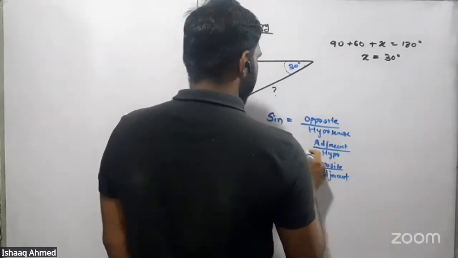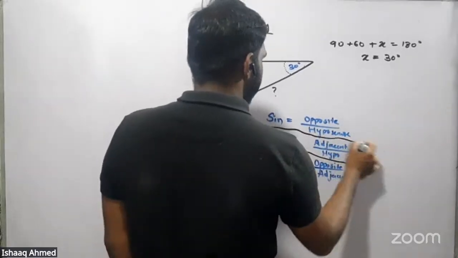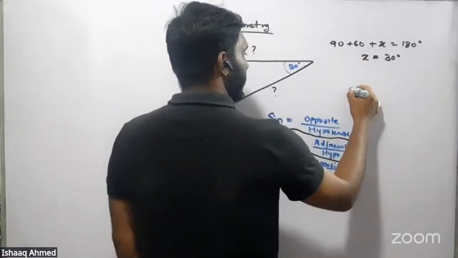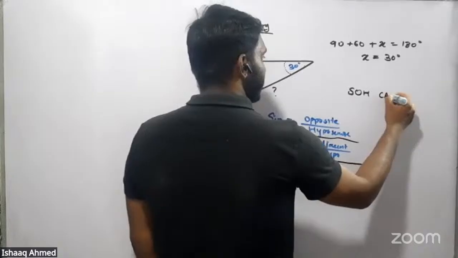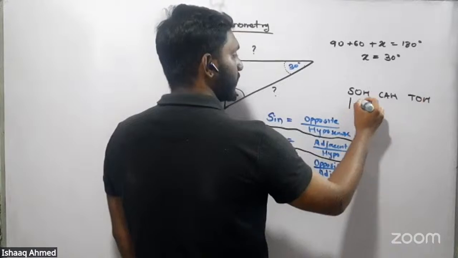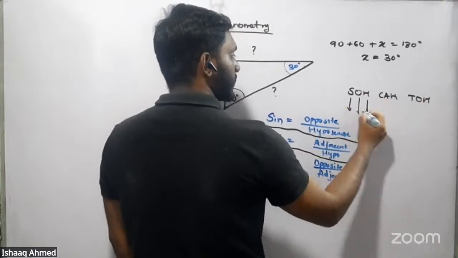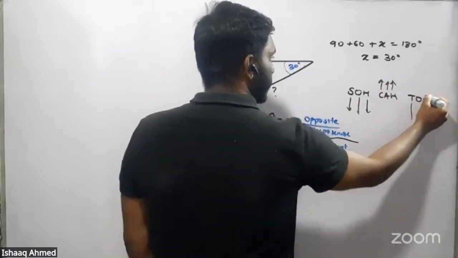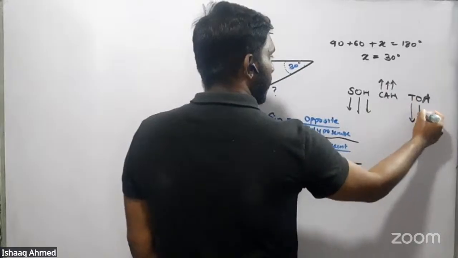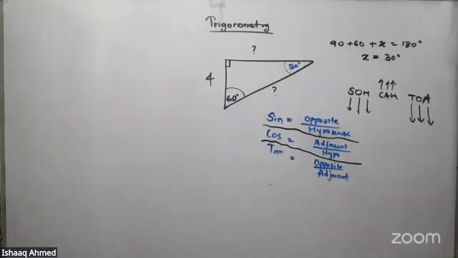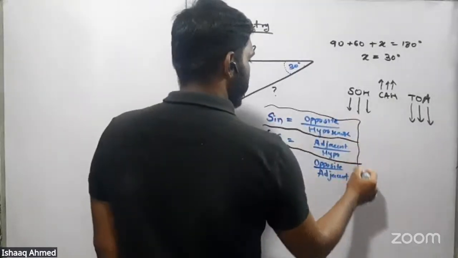Now, there are many ways to remember this. Many children use many different ways. The way I use it, I just blindly memorize it like this itself. But there is another way people say SOH CAH TOA. You might have heard it. It's very famous. Sine opposite over hypotenuse, cos adjacent over hypotenuse, tan opposite over adjacent. Either way, these are the three ratios.